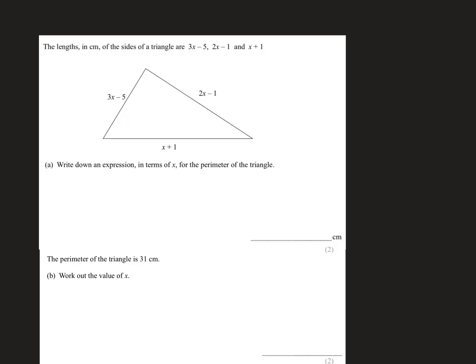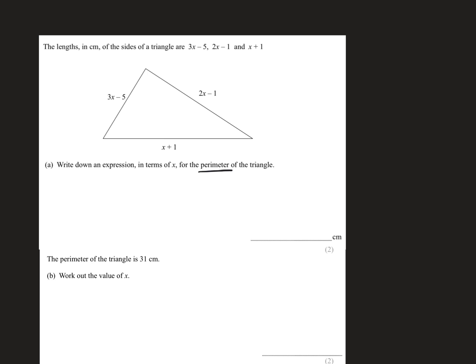So here we have the length in centimetres of the sides of a triangle are 3x minus 5, 2x minus 1 and x plus 1. And the question part A says, write down an expression in terms of x for the perimeter of the triangle. So the first thing you need to understand is that perimeter is the distance around the edge of the triangle, the full edge, the whole way around. So we need to find out what the whole way around is.